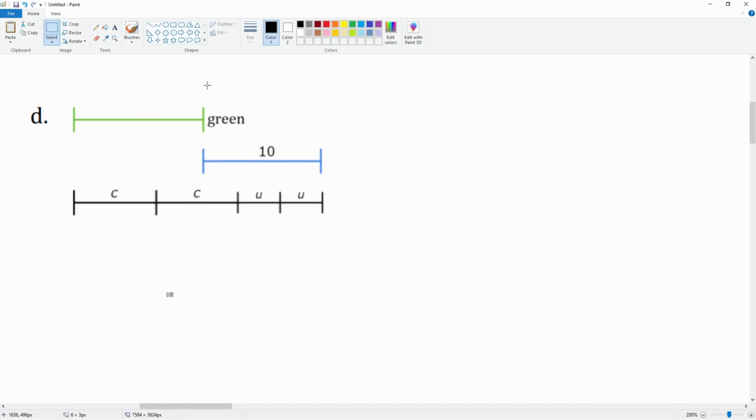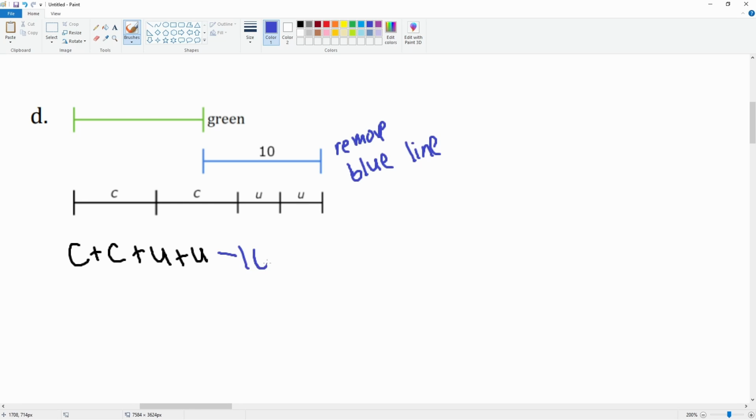Letter D, same thing here. We have the C plus the C plus the U plus the U. Then we are going to now remove this blue line of 10. So we're going to subtract 10. And that's going to be equal to the green line.